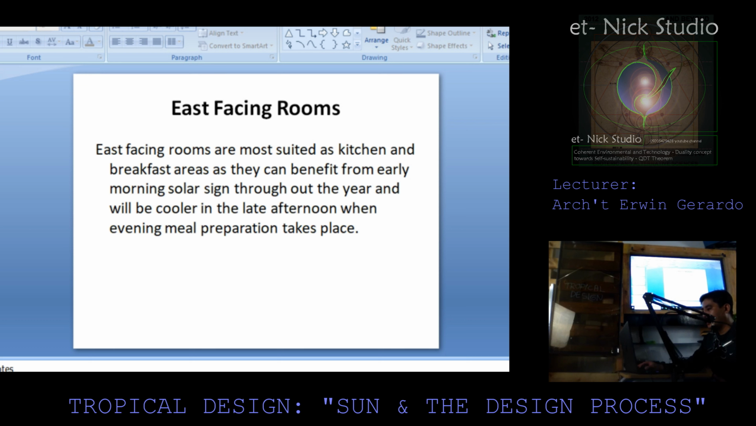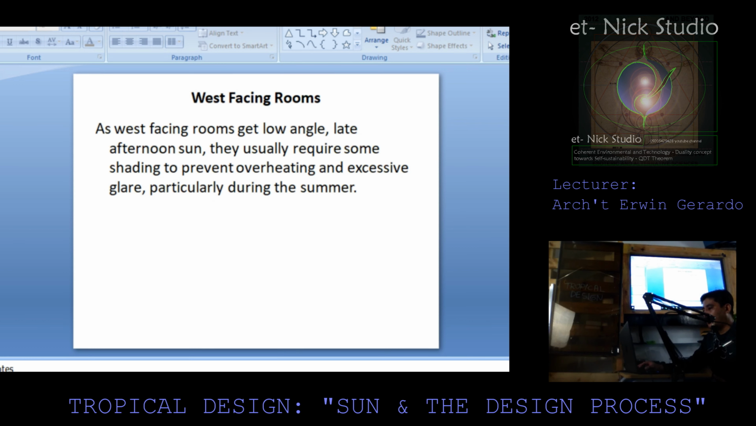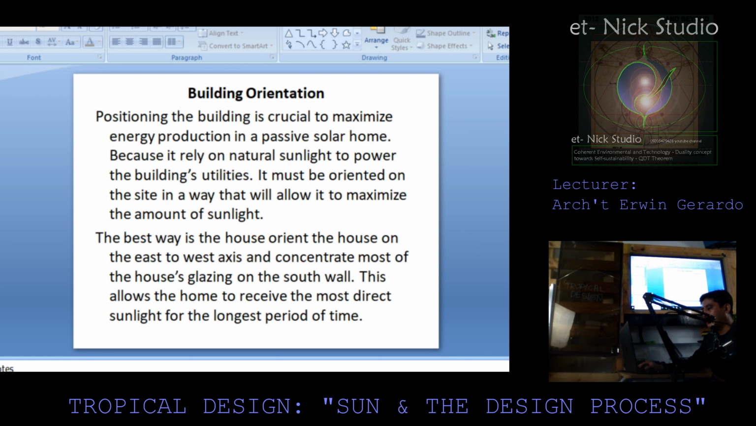West facing rooms get low angle, late afternoon sun. They usually require some shading to prevent overheating and excessive glare, particularly during the summer.